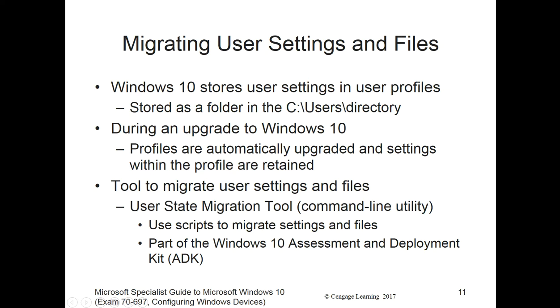So Windows 10 stores user settings and user profiles in a folder, C:\Users directory. During an upgrade to Windows 10, profiles are automatically upgraded and settings within the profile are retained. That way they can be migrated into Windows 10.